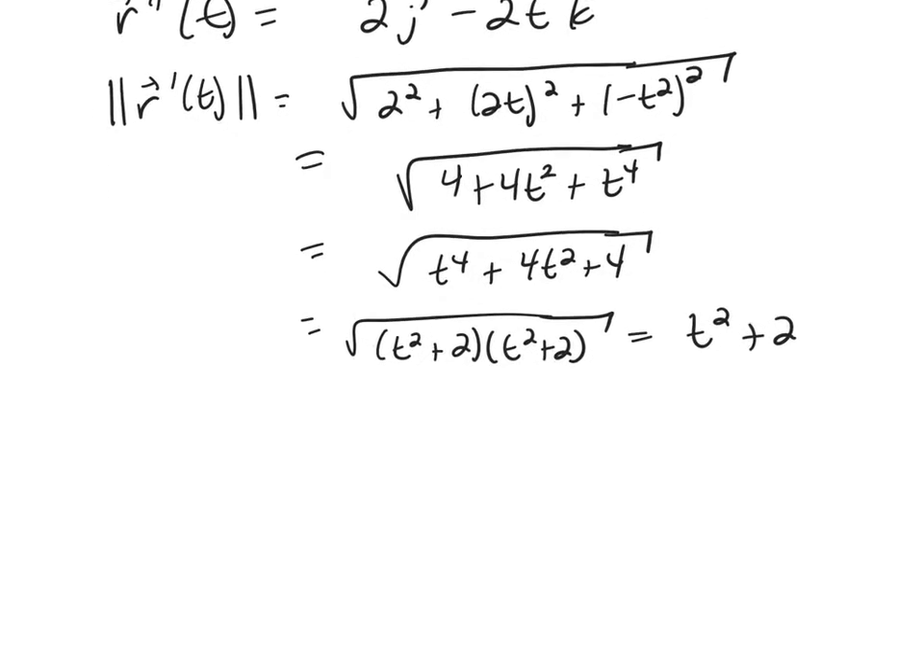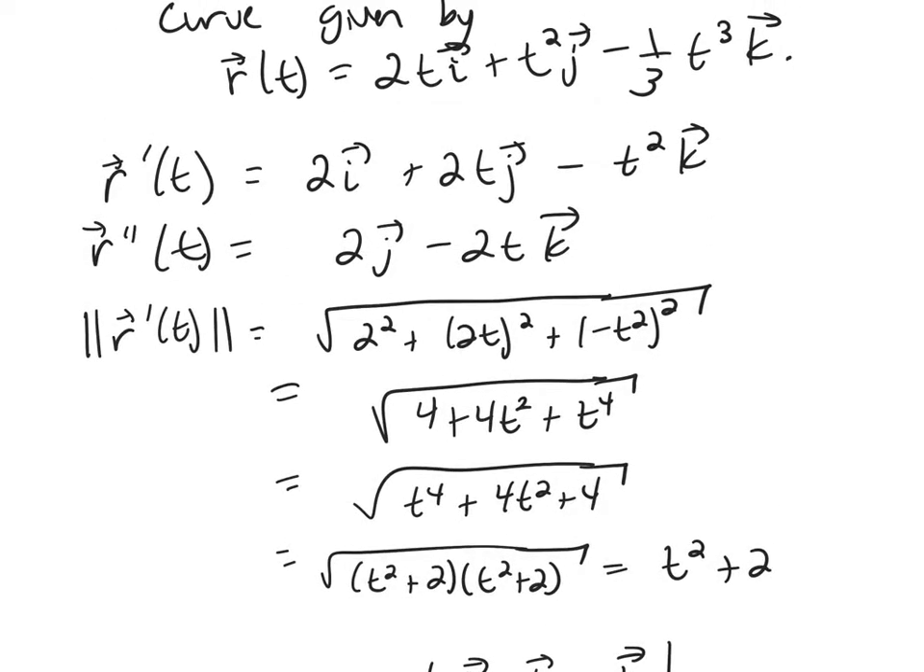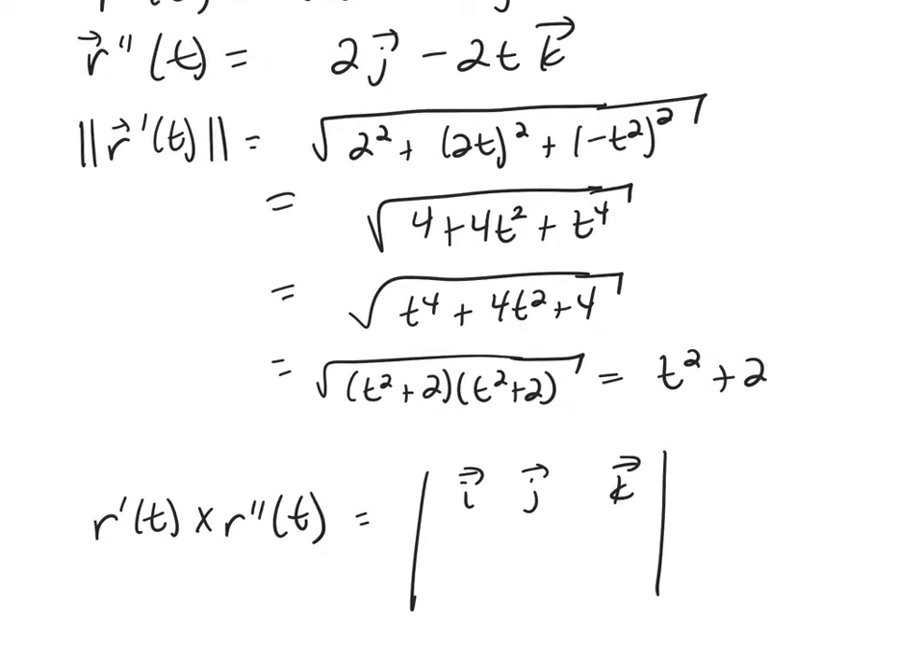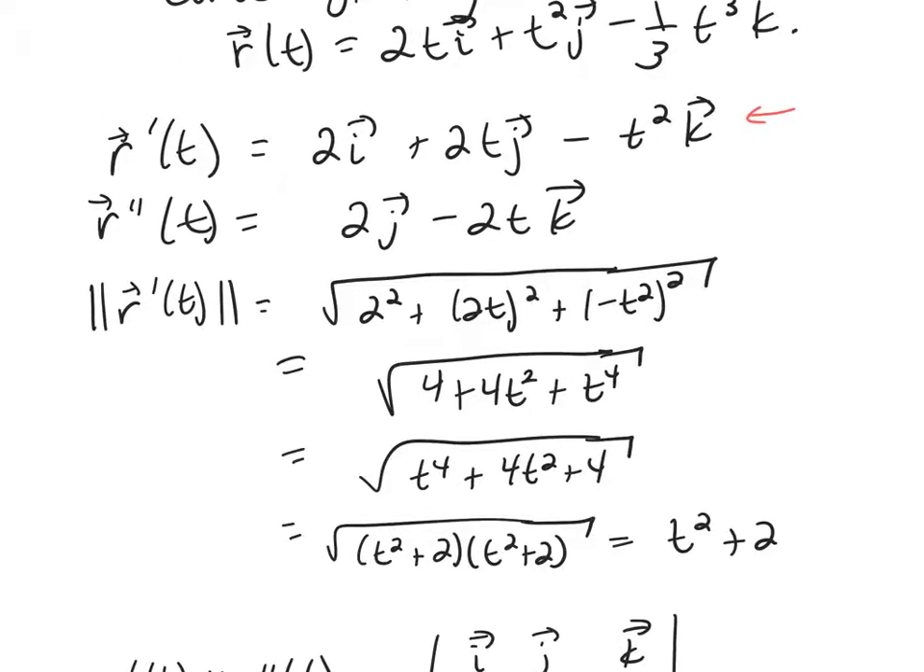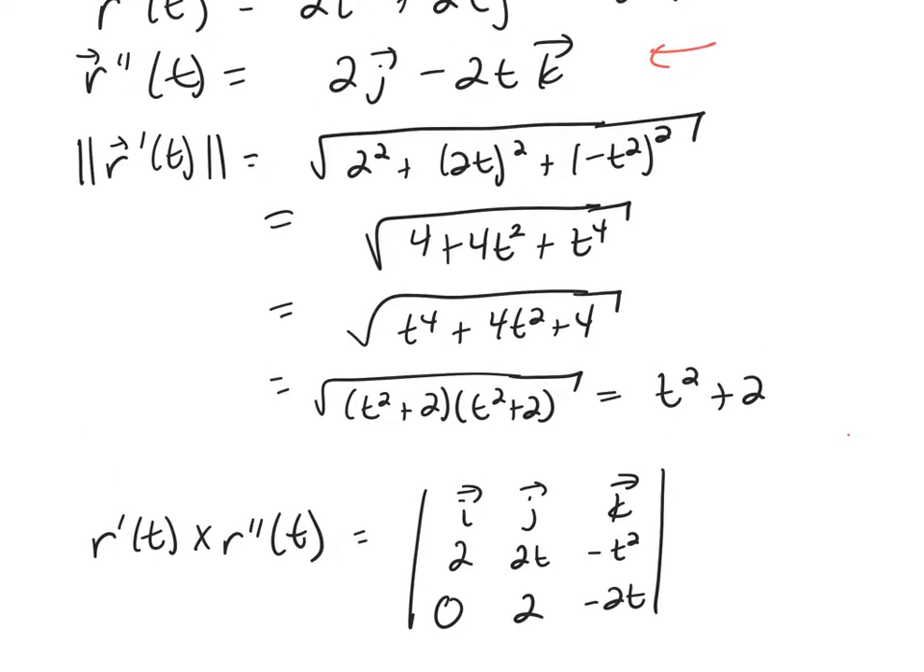Now let's find the cross product of r prime cross r double prime. So here we're going to have i, j, k. And now let's write our vector r prime, which was this vector right here: 2, 2t, and negative t squared. And now let's write the vector r double prime, which is right here: 0i, 0, 2, negative 2t.